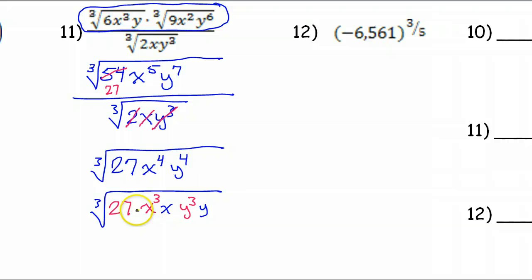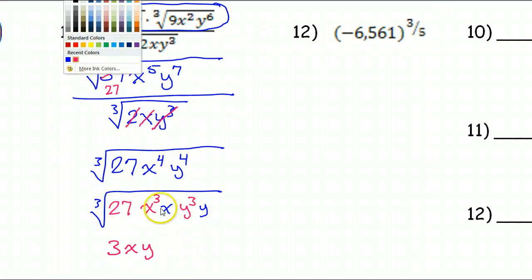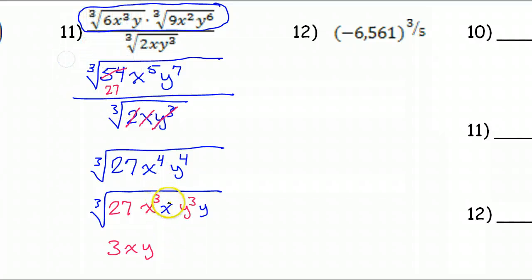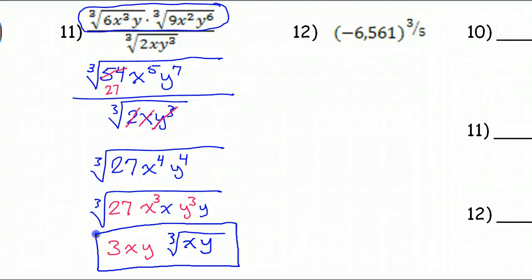So once again, everything here in pink is going to simplify and come out of the radical. So cube root of 27 is 3. Cube root of x to the 3rd power is x. Cube root of y to the 3rd power is y. That takes care of the pink stuff. Now everything in blue is going to stay under the radical right where it is. I'm talking to you, x and y. So this is going to be the cube root of xy. So this will be your final answer for number 11.